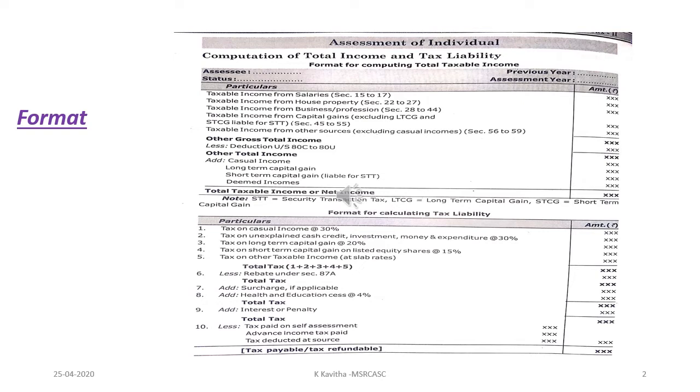So it can be tax payable by the assessee to the tax authority, or if it is a negative value, it means this is the tax refund which has to be paid by the tax authority to the individuals. This is how the format will be followed. Please understand it properly.